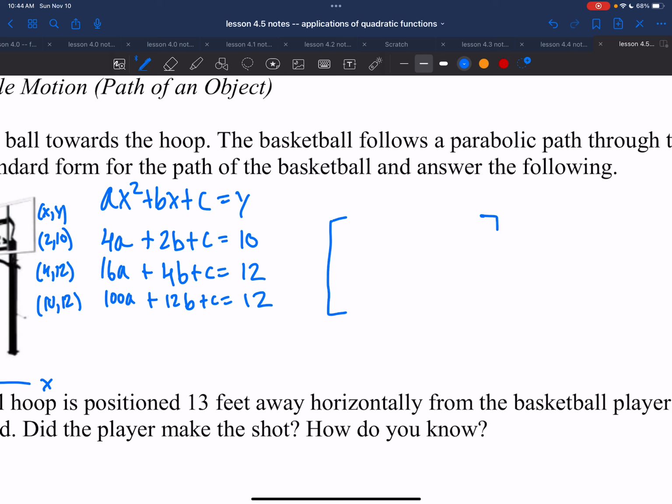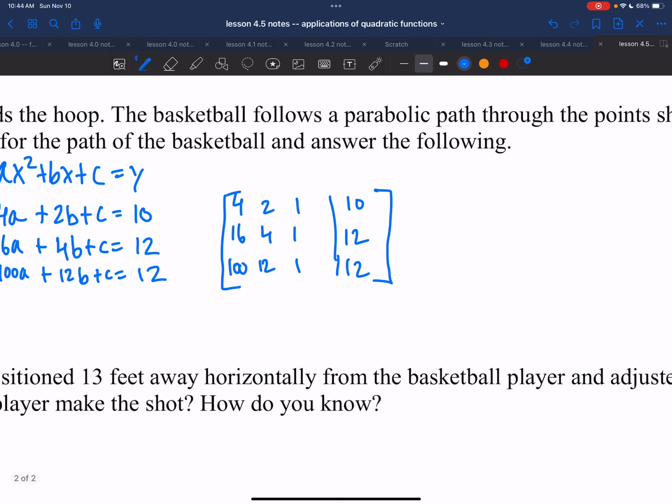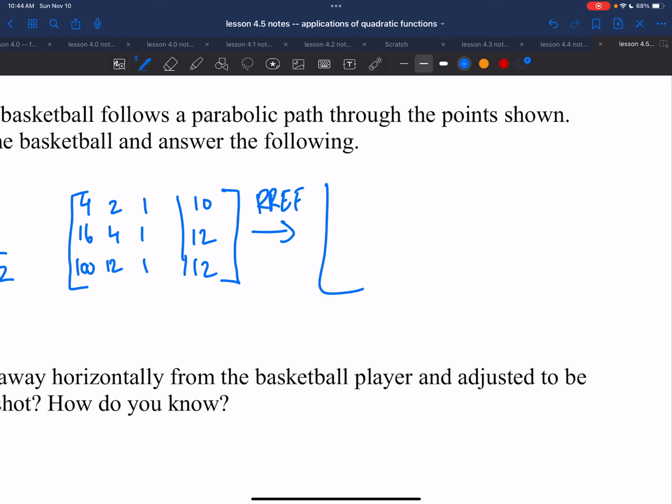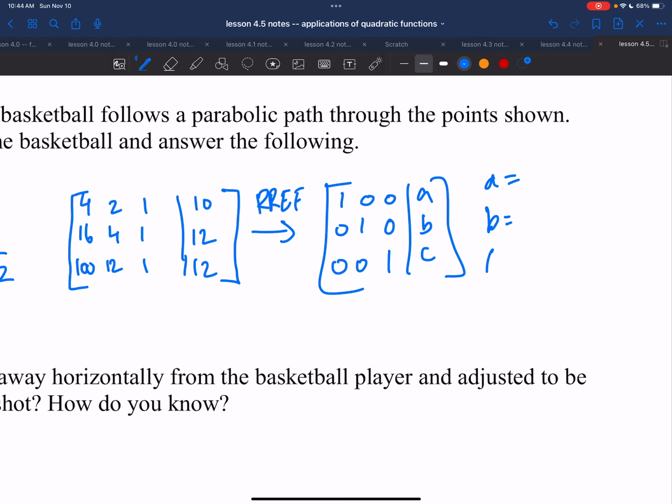Actually, do you remember doing that in Algebra 1? Okay. 4, 2, 1, 10. This is the augmented matrix that we learned in Unit 3, like this. This is the matrix you're going to plug into your calculator, and then you'll get row-reduced echelon form. Your calculator's going to spit out row-reduced echelon form with A, B, C right here. Whatever those numbers are will tell what A equals, what B equals, and what C equals.